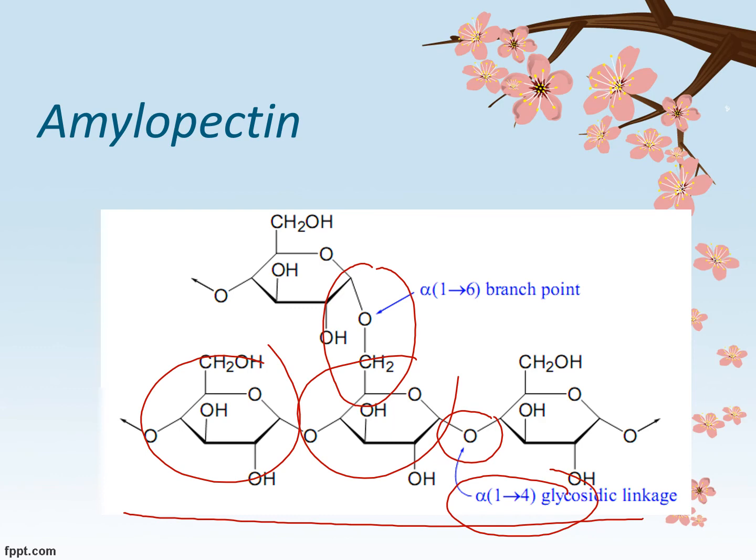1 to 6 means carbon 6 here, carbon 6 here. So this is carbon 1, this is carbon 6. Let me use a different color. Carbon 1, carbon 6. That's why it's alpha 1 to 6.